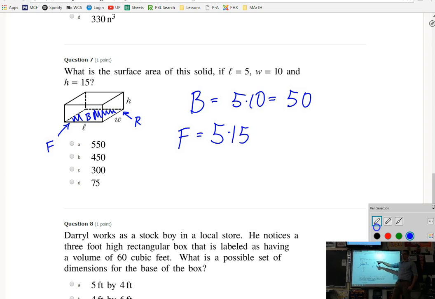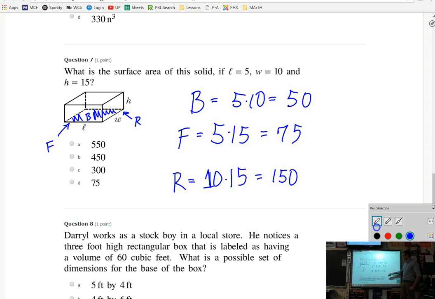And this doesn't look right, by the way. Never trust what it looks like. It is not drawn to scale. And my right uses width and height. Again, look at how I've used each number twice. When I do the match faces method, I've used each number twice. So this is 75, this is 150.